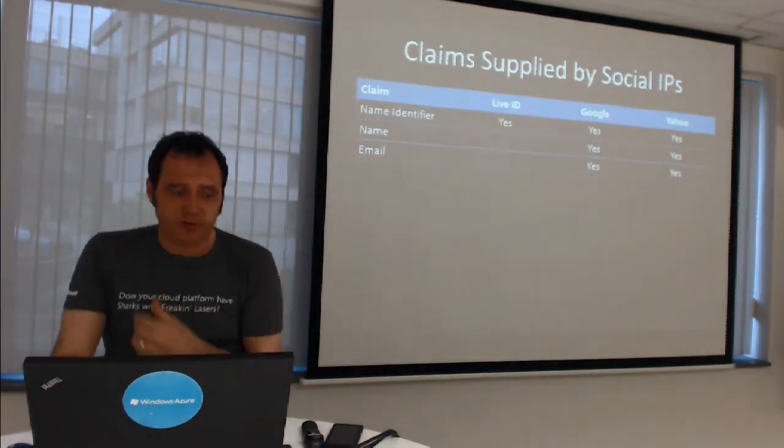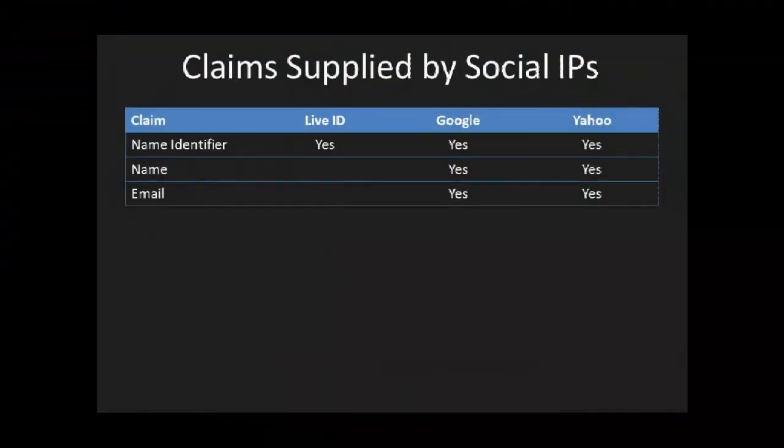The challenge is that the claims supplied by these social identity providers are not consistent. So LiveID, known as Microsoft account, will provide a name identifier. So will Google, so will Yahoo. However, LiveID will not provide a name and it will not provide an email. So if you want to start integrating these three identity providers with your website and building up site profiles, there's a couple of things that you've got to think about as to how we identify unique users and so on.